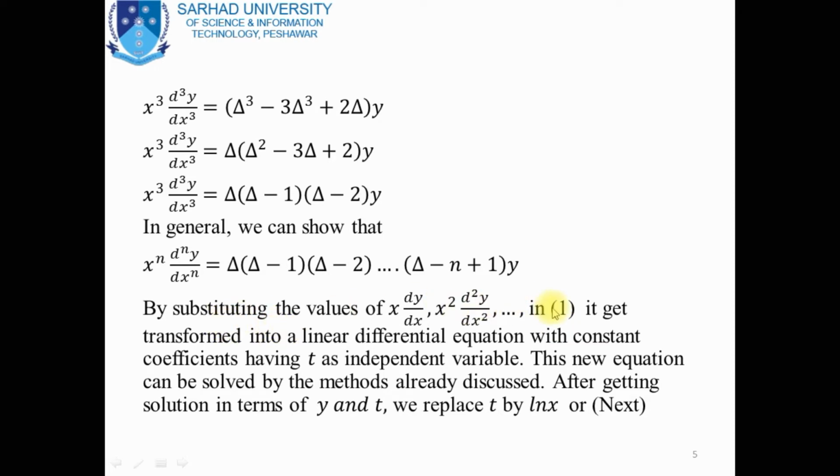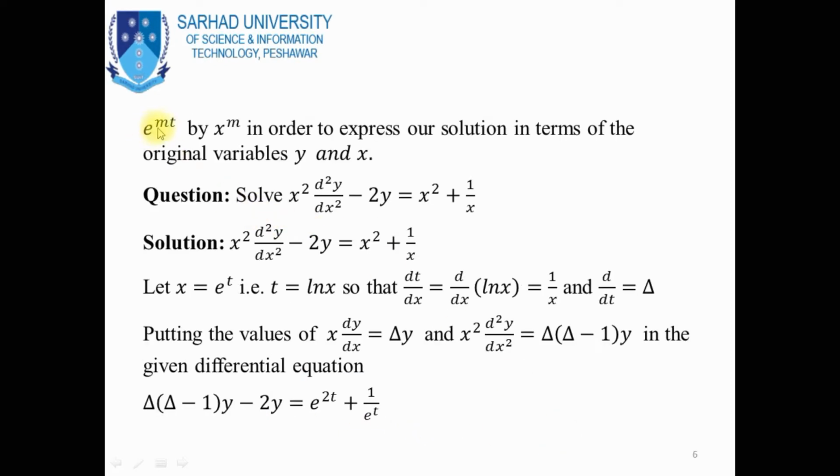Equation number 1 gets transformed into a linear differential equation with constant coefficients having t as an independent variable. This new equation can be solved by the method we have already discussed in the previous video lectures. After getting the solution in terms of y and t, we replace t by log x and e power mt by x power m in order to express our solution in terms of the original variables y and x.